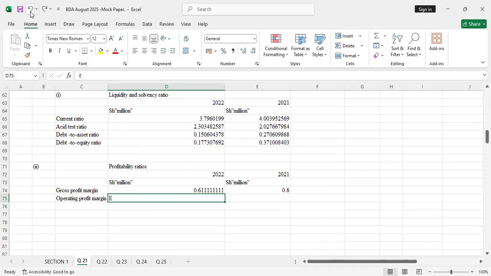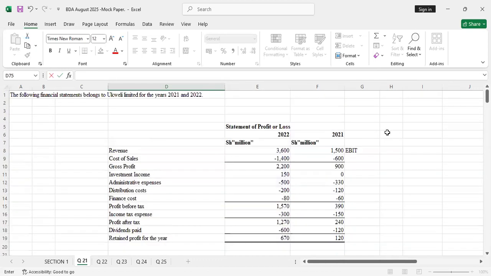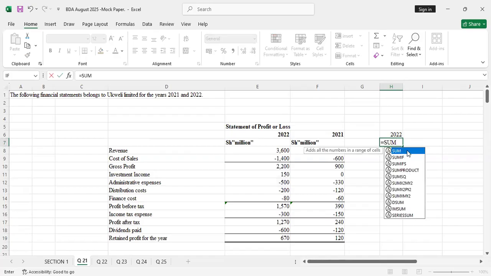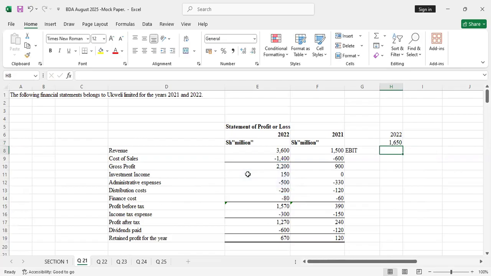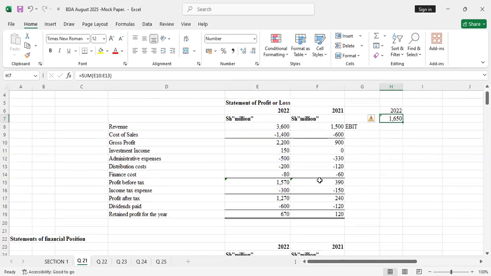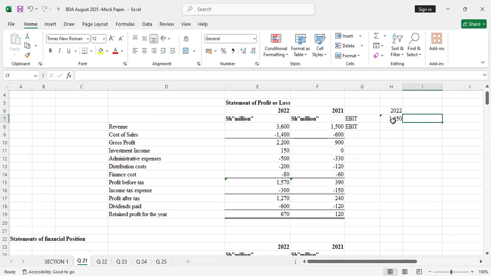So this is what I'm going to do. Let me just do it here. My earning before interest and tax for 2022 will be equals to sum. You have to sum from gross profit all the way to distribution. And so we'll have 1650 as our earning before interest and tax. Let me put it here. So that's the earning before interest and tax.